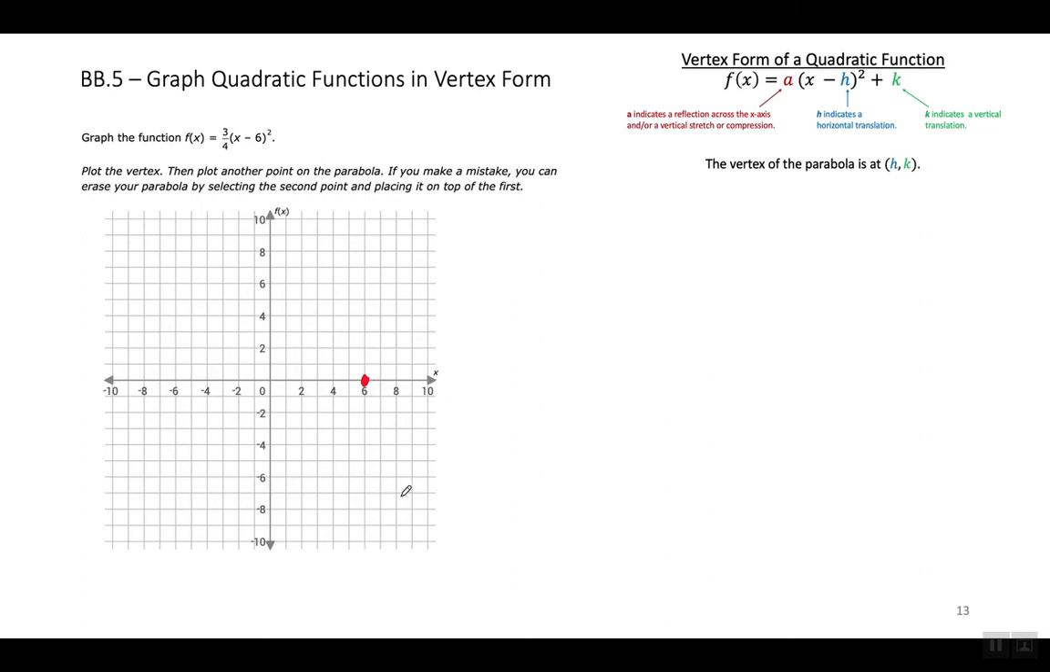Okay, now let me find another point on the parabola. A is positive, so that tells me that the parabola opens up. Okay, so now let me try a number before or after. Or actually, hold on. Before I do that, let's look at this a second. I don't want to make another mistake and choose the wrong number here.